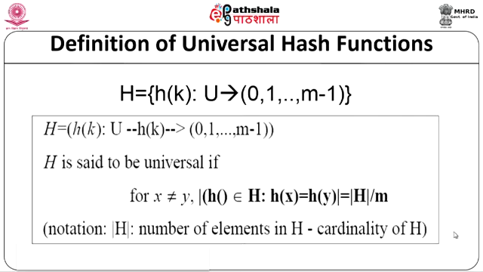Okay. So, the definition of the universal hash function is given like this, where h of k you want to map to 0 to m minus 1. Given a set, you have to choose the one that will give you this. H is the number of elements in H, that is the cardinality of H. So, that function is said to be such that H is equal to h of k, where h of k is the mapping of the universal key set to the values.